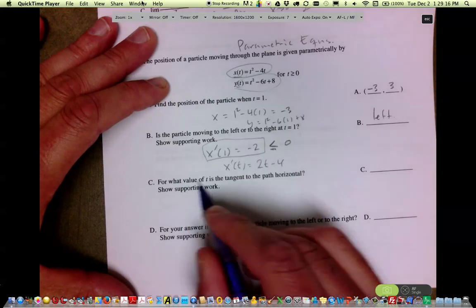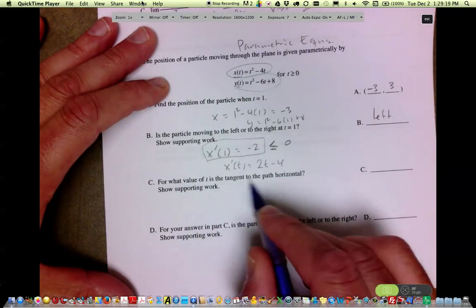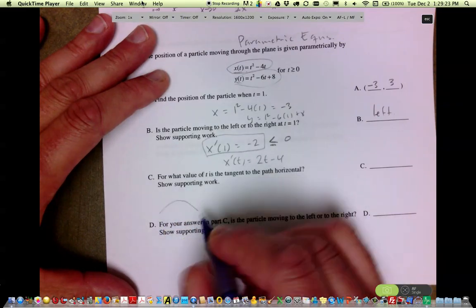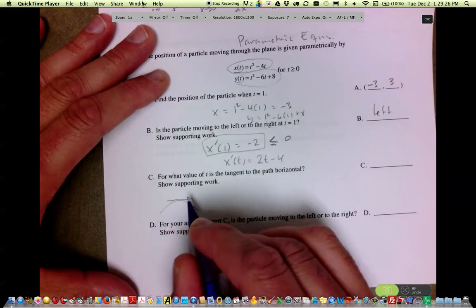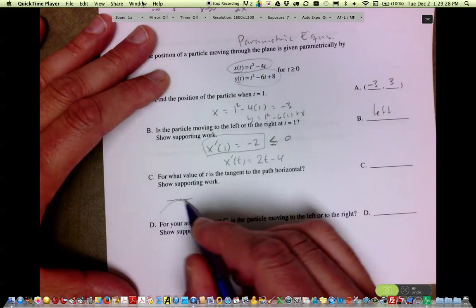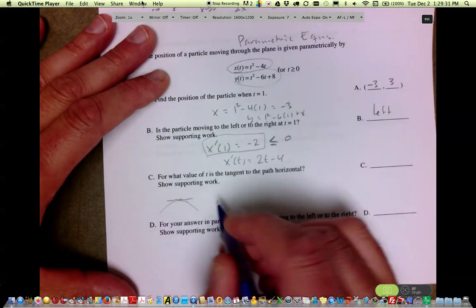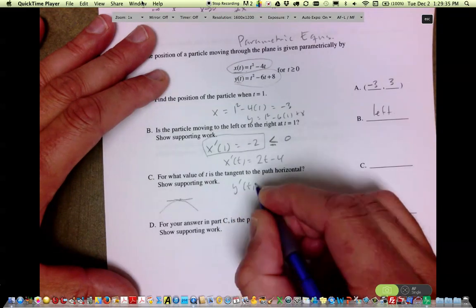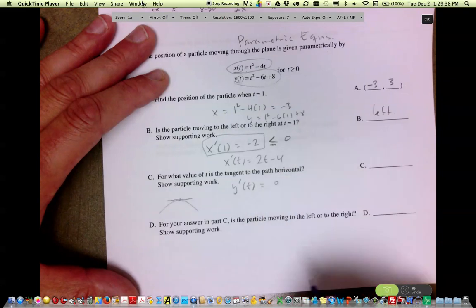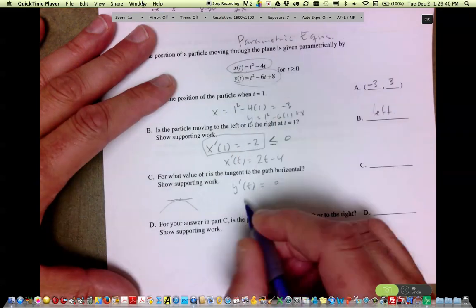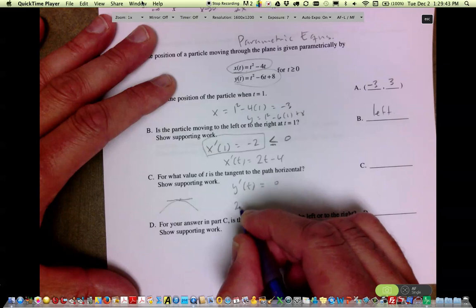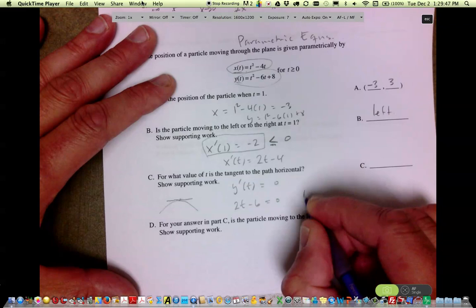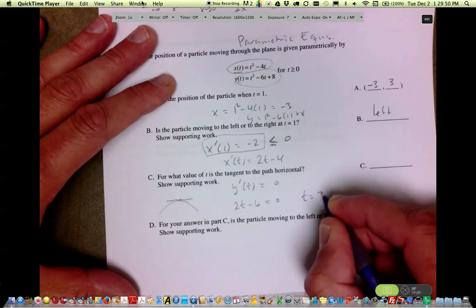For what value of t is the tangent to the path horizontal? If you think about the path going something like this, when the tangent is horizontal, at that point the y-coordinate stopped moving for an instant. So what we need to do is find out when the derivative of y is equal to 0. Finding the derivative, we end up with 2t minus 6 equal to 0, and that happens whenever t is equal to 3.